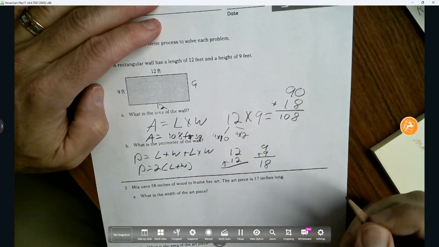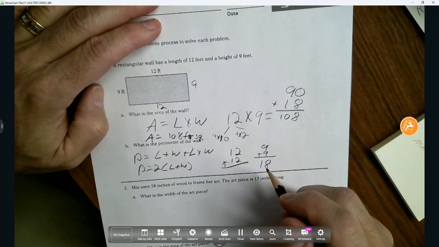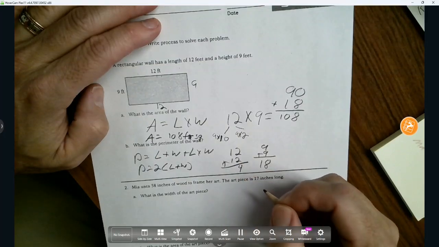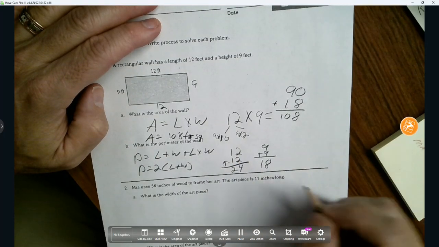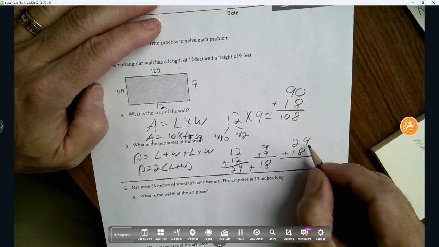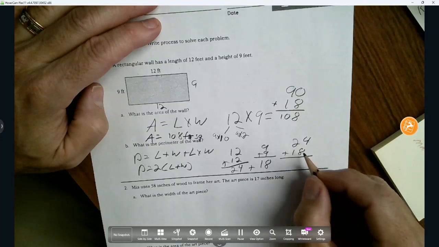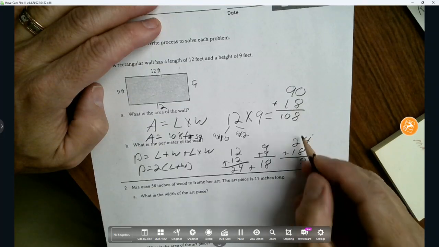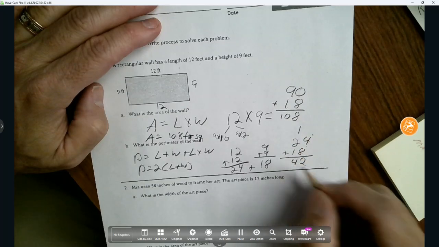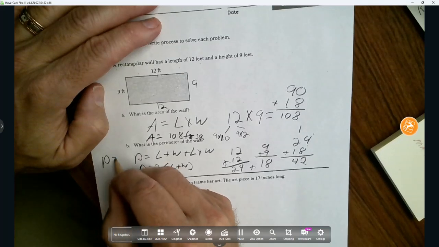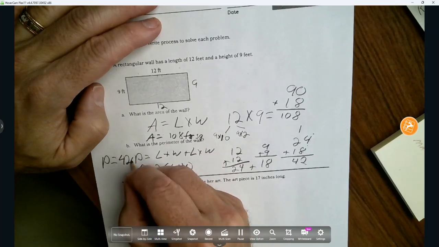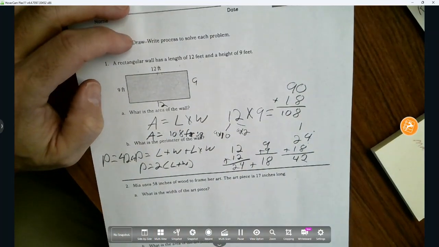9 plus 9, 18, same as 9 times 2. And then we have 2 plus 2 is 4. 1 plus 1 is 2. So now we add that, 24 plus 18, 4 and 8. So 8, 9, 10, 11, 12, 2, 1. 1 plus 2 is 3. 3 plus 1 is 4. So P equals 42, and this is just feet, right? Because we're not multiplying, so it's not squared.